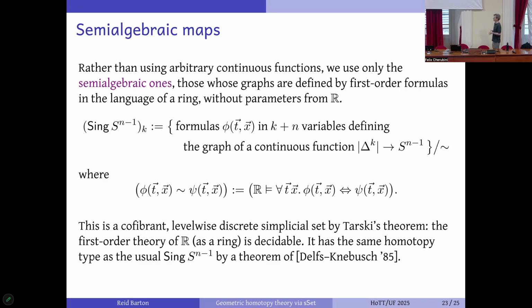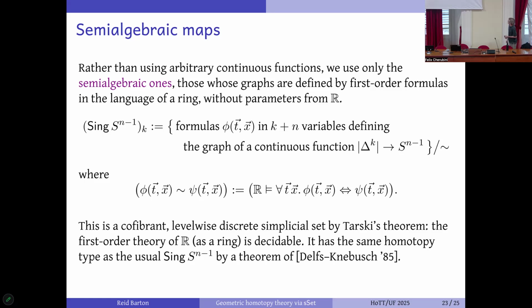And then I have too many formulas, because maybe I have multiple formulas that express the same function. And so I need to quotient by this sort of equivalence of formulas that says that two of these formulas are the same if they define the same subset of R^(k+n). That is, (t, x) is in the graph defined by phi if and only if it's in the graph defined by psi.